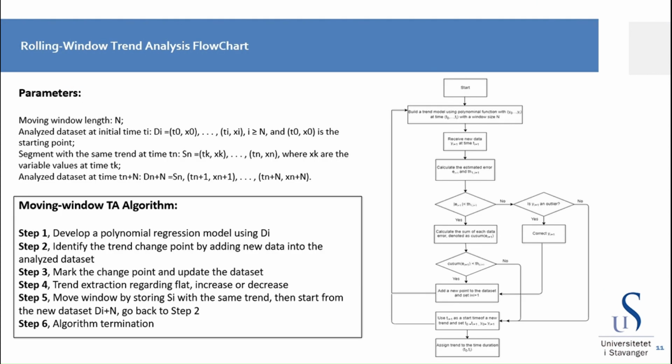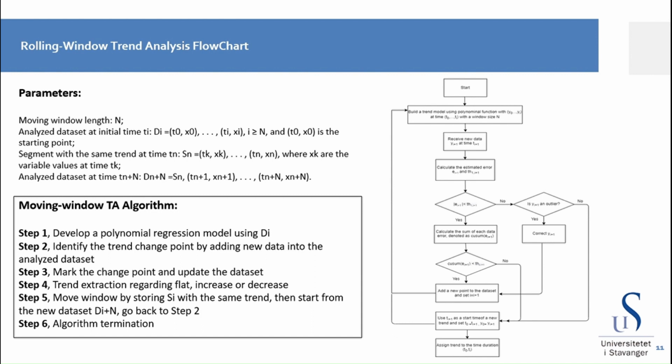And I would like to explain how the moving window is applied to trend analysis. First, we develop a polynomial regression model and then identify the trend change points. We continue to calculate the cumulative error to confirm if it's a change point or not, or if it is an outlier. Then we update the datasets.